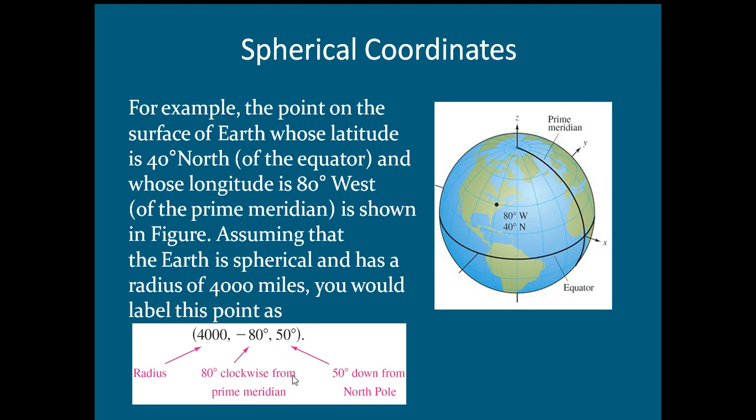Then 80 degrees clockwise from the meridian and 50 degrees down from the north pole. Now here this direction is very important, whether you go clockwise or anti-clockwise. Our spherical coordinate system is quite similar to this.